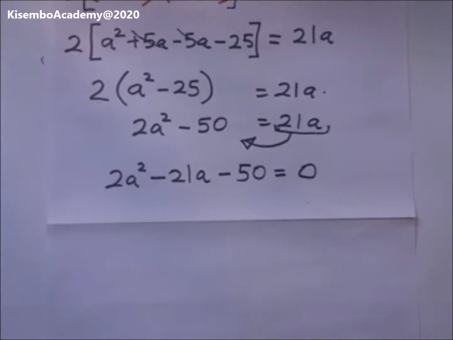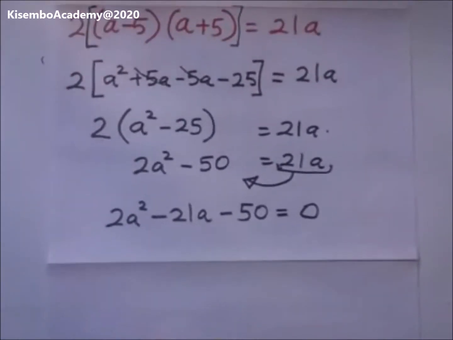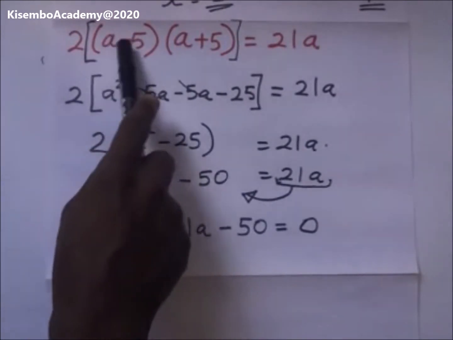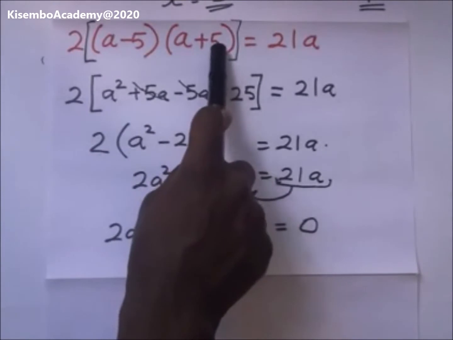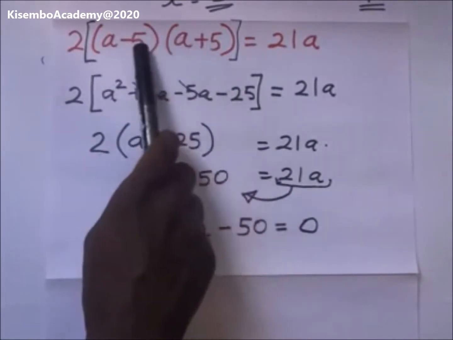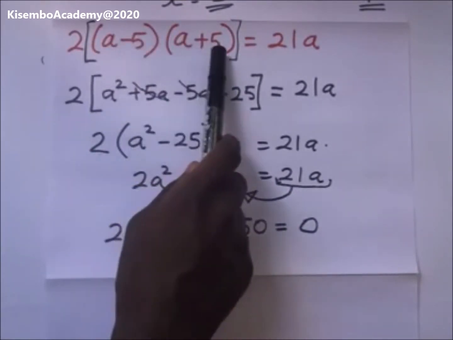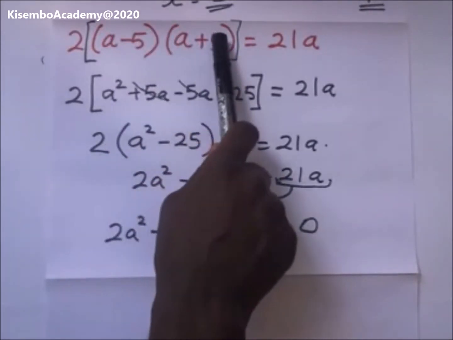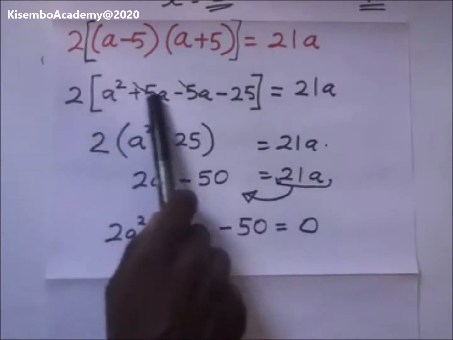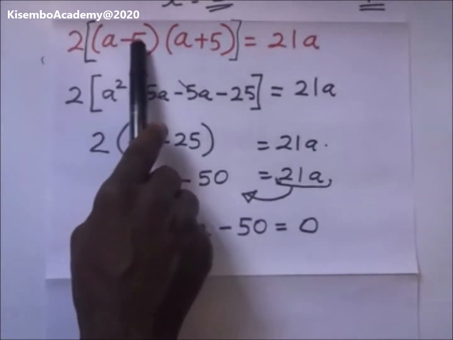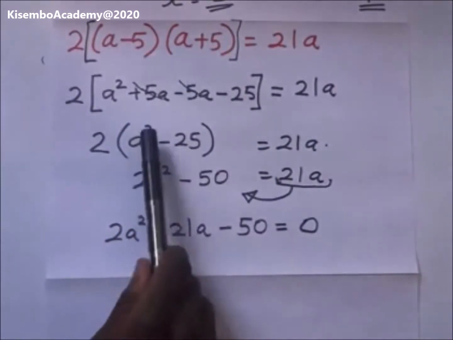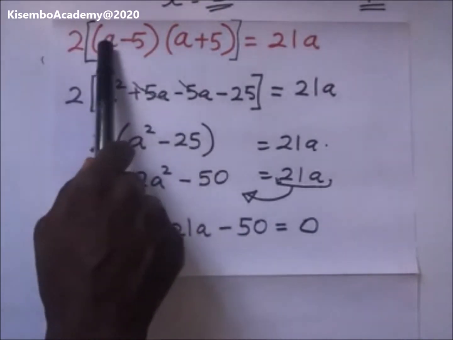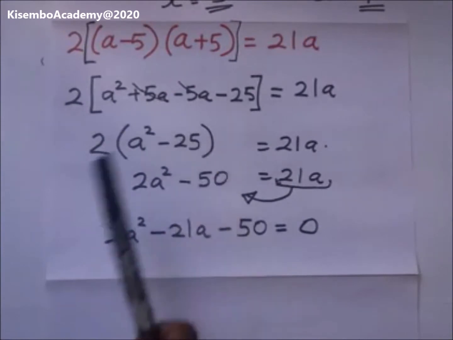Now, if you had a quick mathematical eye, you would realize that this is an identity. a minus 5 into a plus 5 is an identity for difference of 2 squares. And with difference of 2 squares, after realizing this, you would just get from this step and come straight to this step without having to first expand the brackets, because a minus 5 into a plus 5 is the same as a squared minus 5 squared. This 5 squared is 25.